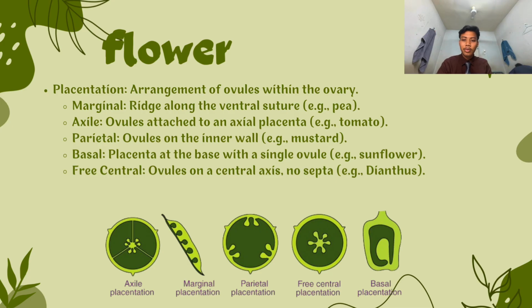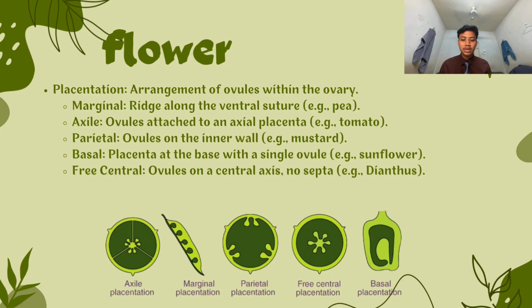Next, I will continue about the arrangement of ovules within the ovary. First, marginal placentation, with ovules along the ventral suture. Next, axial placentation, with ovules attached to an axial placenta. Third, parietal placentation, with ovules on the inner wall. Then basal placentation, at the base with a single ovule. And for the last, free central placentation, with ovules on a central axis and no septum.